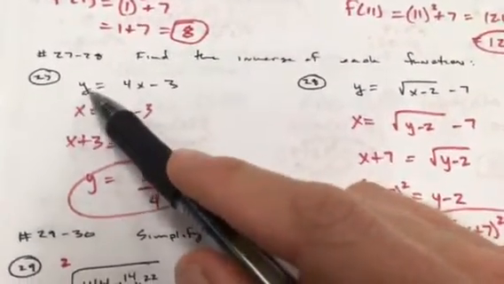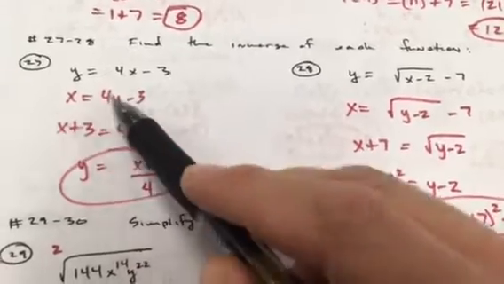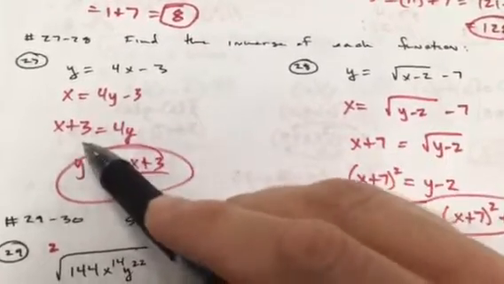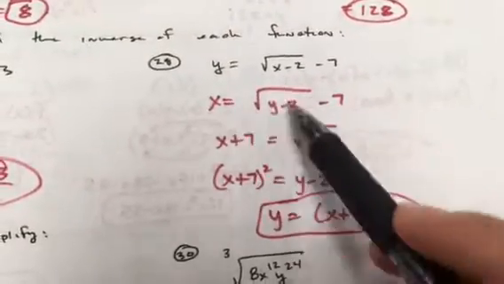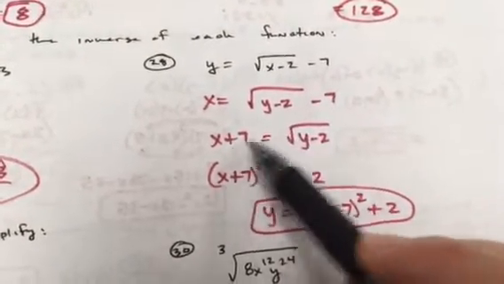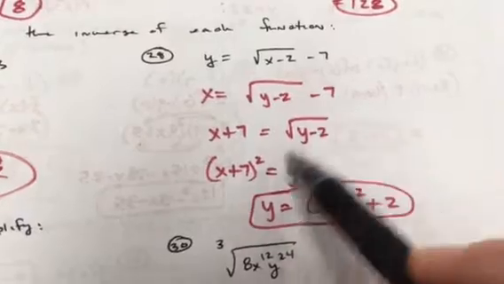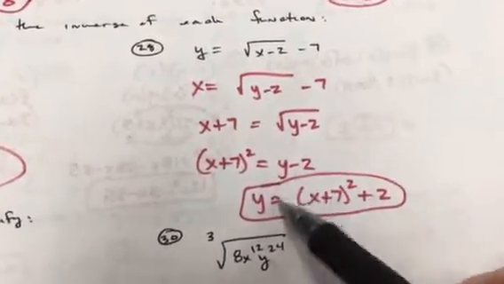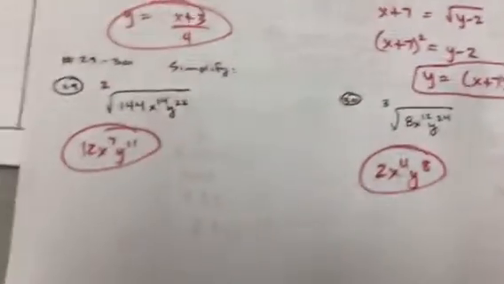Find the inverse of each function. First off, I just started with y. You interchange x and y, swap, and then you try to solve for y. So add 3 to both sides, and finally divide by 4. Here, y swap, add 7 to both sides. If you want to get rid of a square root, square both sides, and then add 2 to the other side.